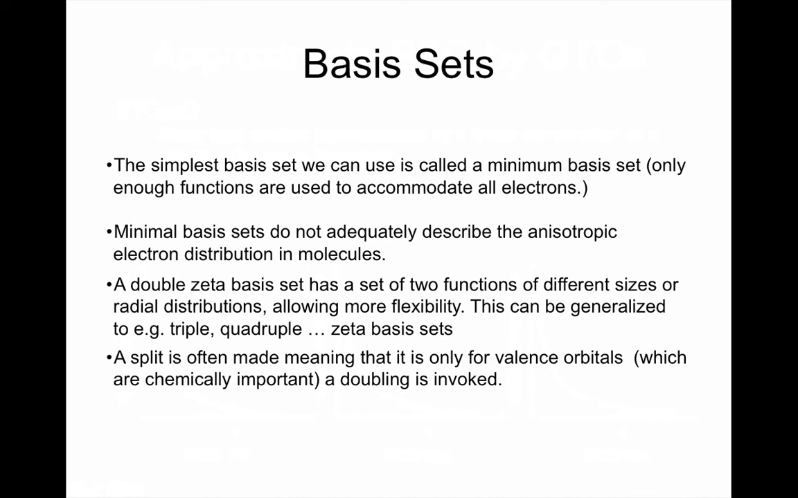Now often we invoke what we call a split in this doubling of the basis functions, meaning that we only double the number of basis functions for the valence orbitals. This is because it is the valence functions that are chemically important. So for example, if we again go back to the carbon atom in a double zeta basis set, then we would have only a 1s function, we would have two 2s functions, and we would have 6 2p functions. That would be a double zeta split basis set.